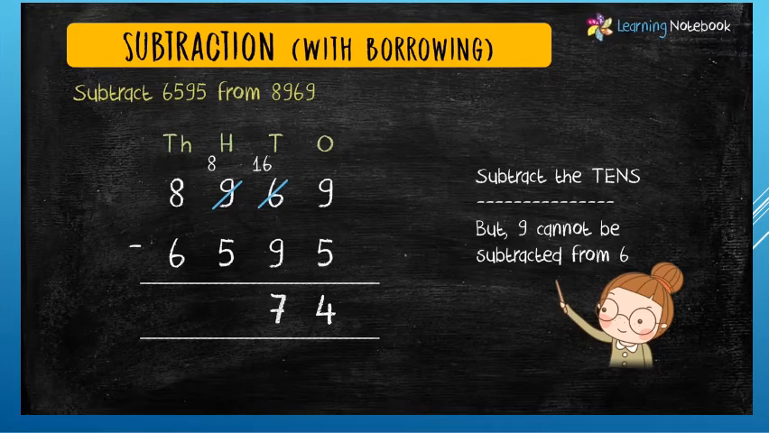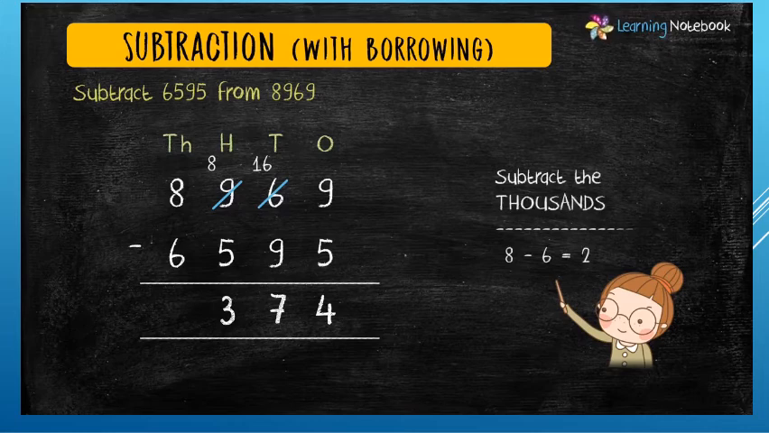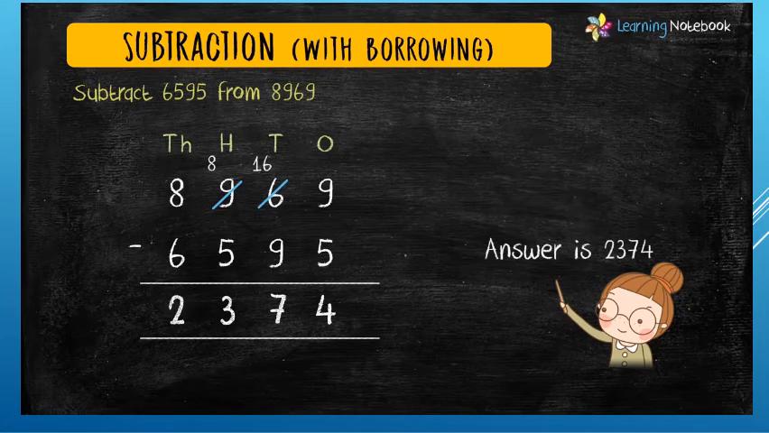Now, let's subtract the digits at hundreds place. 8 minus 5 equals 3. And then subtract the digits at thousands place. 8 minus 6 equals 2. So our answer is 2374. So this is how we do subtraction of 4-digit numbers with borrowing from hundreds place.